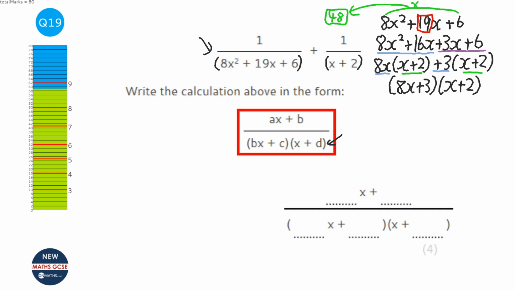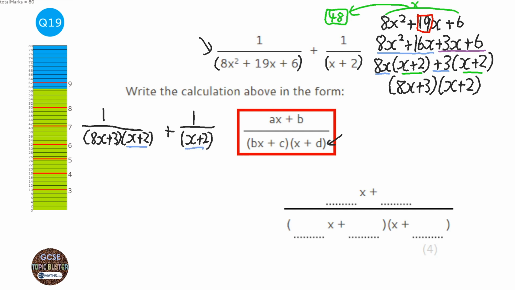Now I'm going to rewrite the question. So now it becomes 1 over (8x plus 3)(x plus 2) plus 1 over x plus 2. Now you notice that actually that bracket is the same, so all I need to do is times top and bottom here by 8x plus 3. I'm squishing it a little bit, and it will have a common denominator.